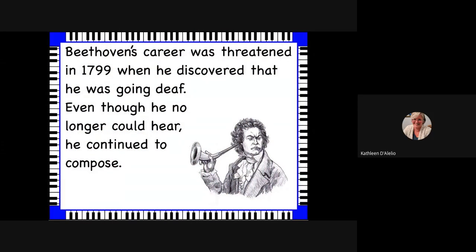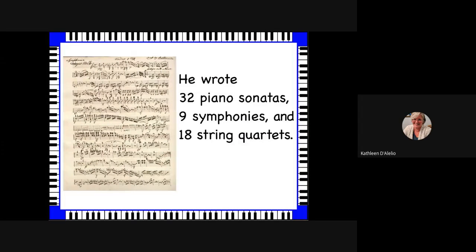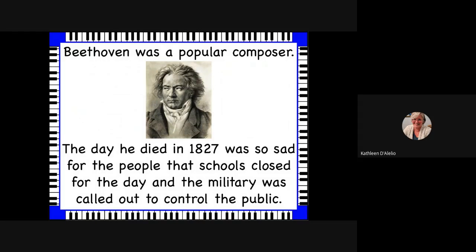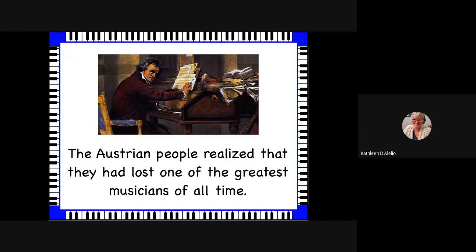Beethoven's career was threatened in 1799 when he discovered that he was going deaf. Even though he could no longer hear, he continued to compose. He wrote 32 piano sonatas, 9 symphonies, and 18 string quartets. Often his anger showed in his music. His music has strong rhythms and powerful themes. At other times, another side of him showed in his flowing melodies. Beethoven was a popular composer. The day he died in 1827 was so sad for the people that schools closed for the day and the military was called out to control the public. The Austrian people realized that they had lost one of the greatest musicians of all time.